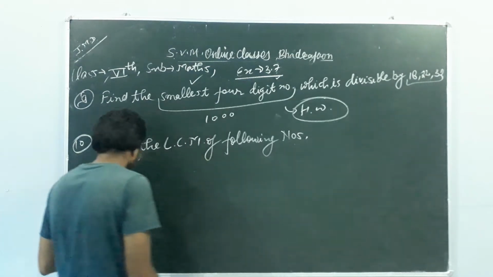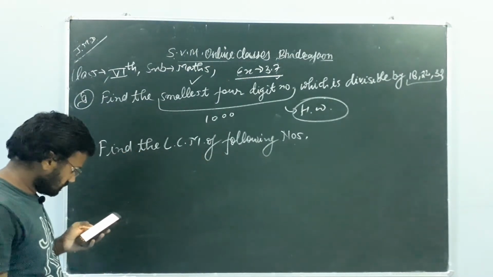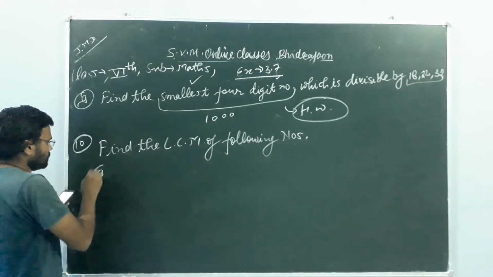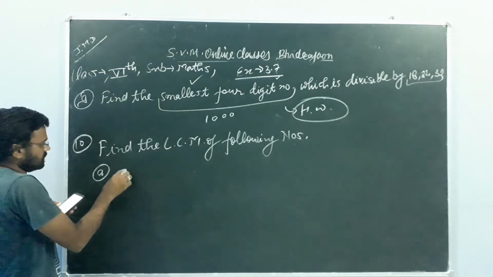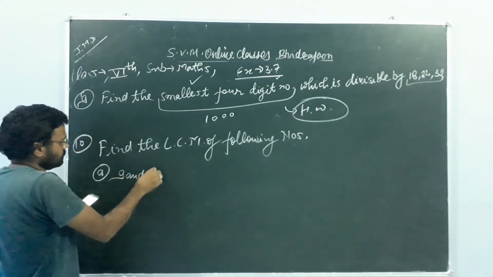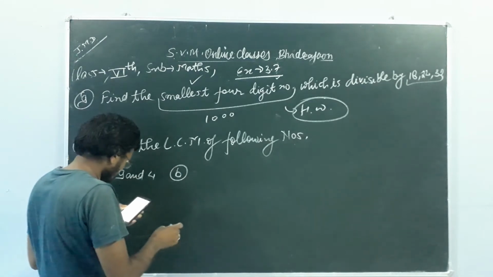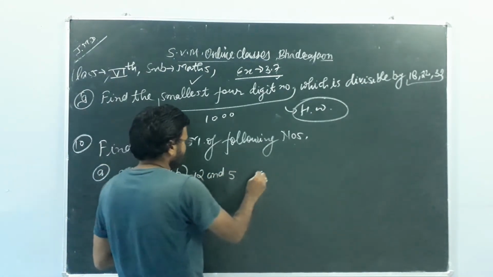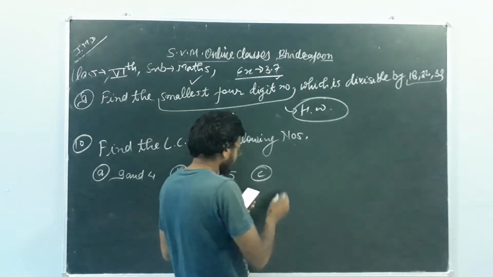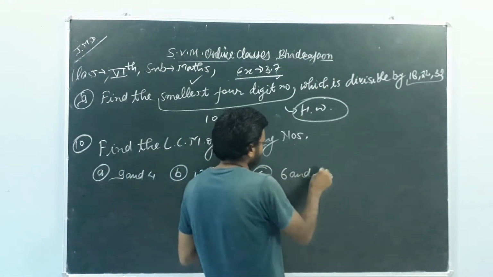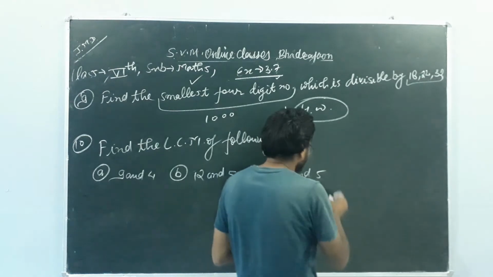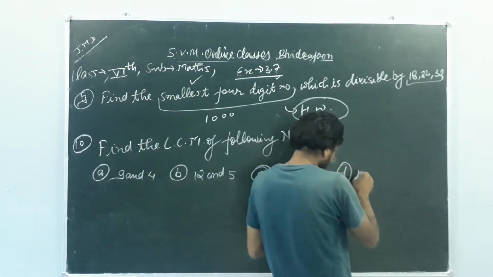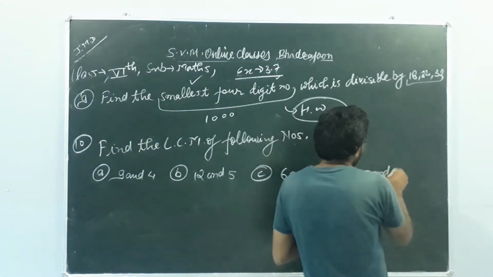Question number 10 is, find the LCM of following numbers. Part A is 9 and 4. Part B is 12 and 5. Part C is 6 and 5. Part D is 15 and 4.